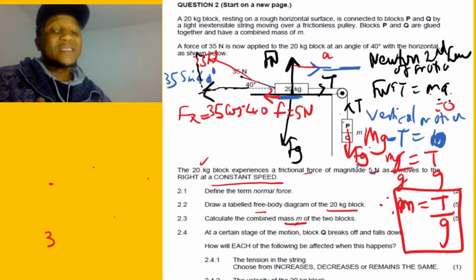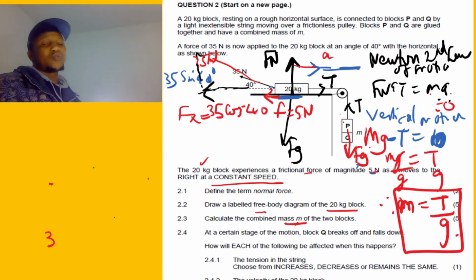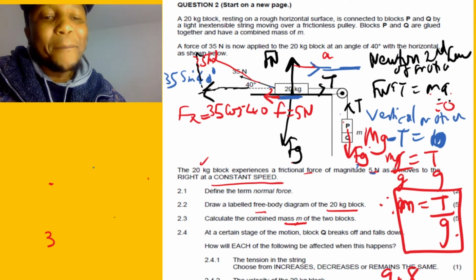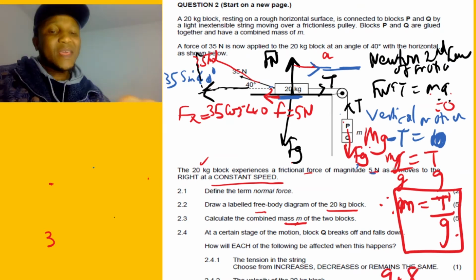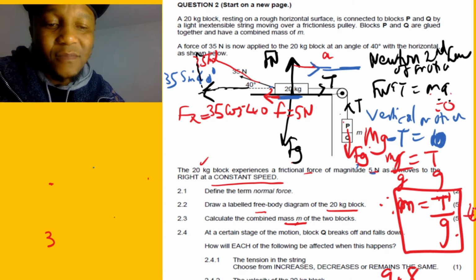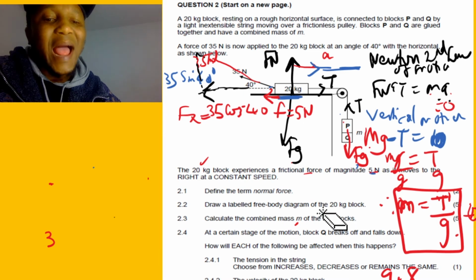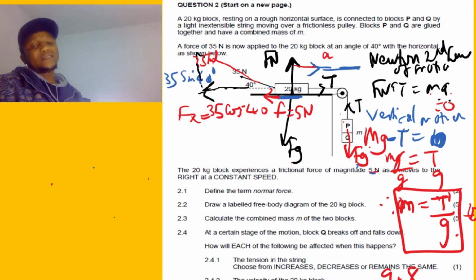The gravitational acceleration we know, it is constant, 9.8. But the problem is we don't have the tension. So call this equation one. Now we want to go and solve for another object. They didn't even ask us, but that's how it's going to help you get this.